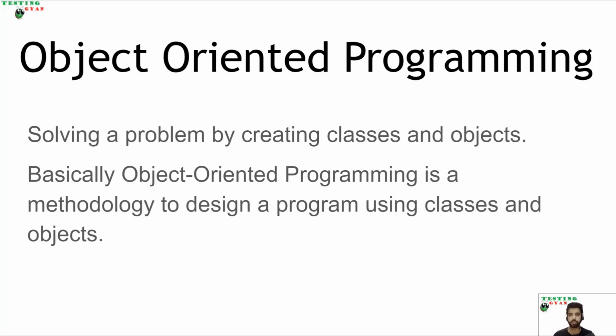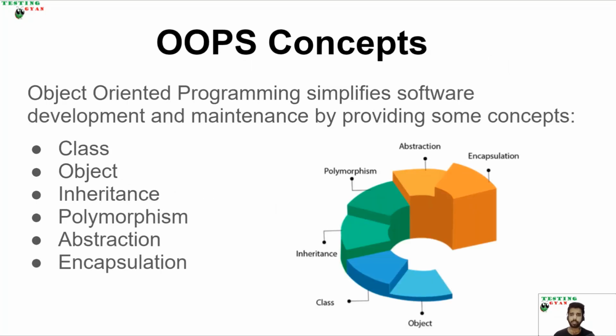But when object-oriented programming came into the picture and people saw how many advantages it gives over procedure-oriented programming, people started choosing these programming languages to develop their software. So let's understand what those concepts are. Object-oriented programming simplifies software development and maintenance by providing some concepts. The top concepts I have mentioned here are classes, objects, inheritance, polymorphism, abstraction, and encapsulation. So let's understand what these concepts mean.